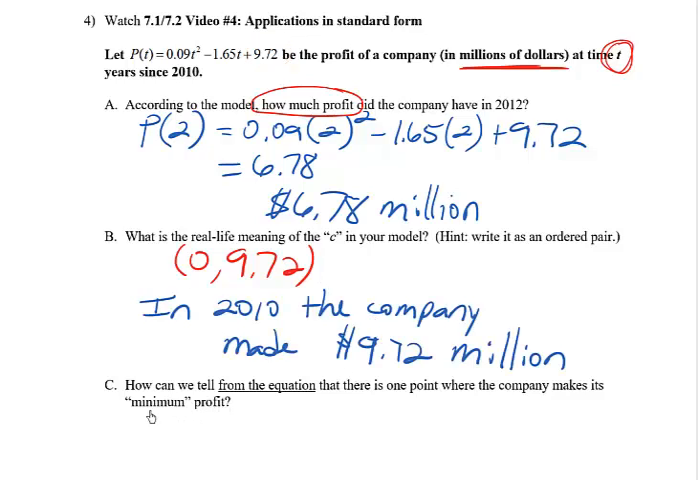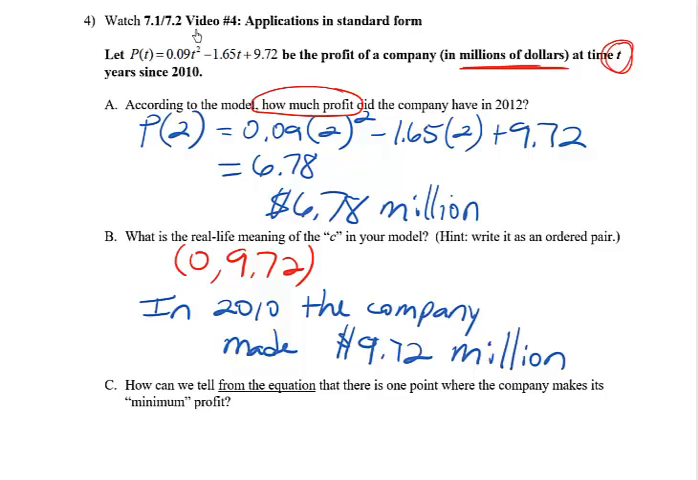Okay, take a look at letter C. How can we tell from the equation that there is one point where the company makes its minimum profit? In other words, its lowest profit. Think about the graph of this equation. It would be a parabola, and the profit is the y value in this particular problem. So essentially you're being asked here, how do you know that there's a lowest spot on this graph, a minimum profit? Well, the graph's a parabola.